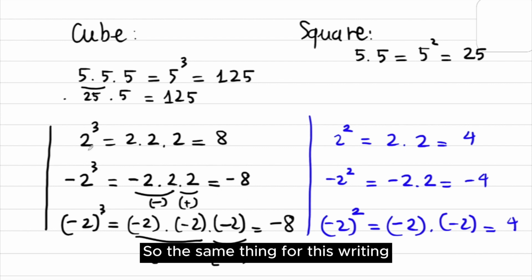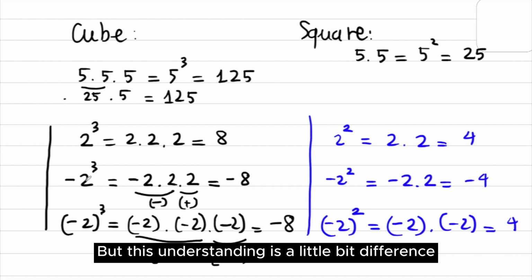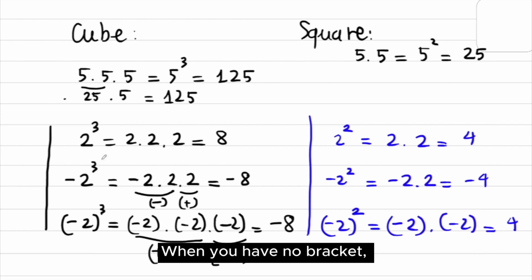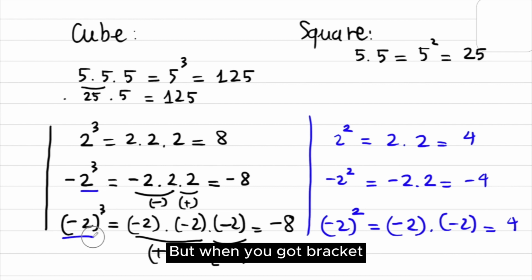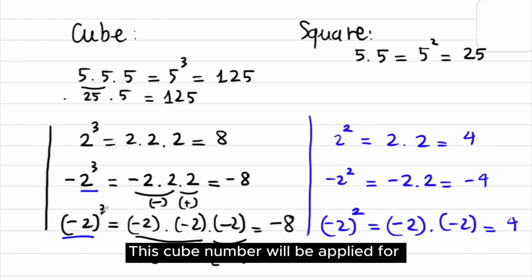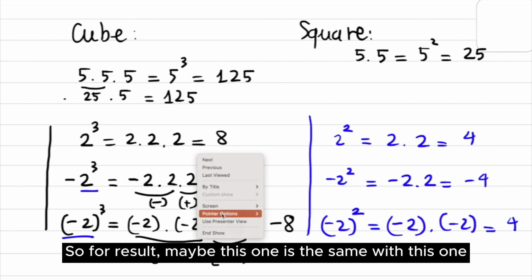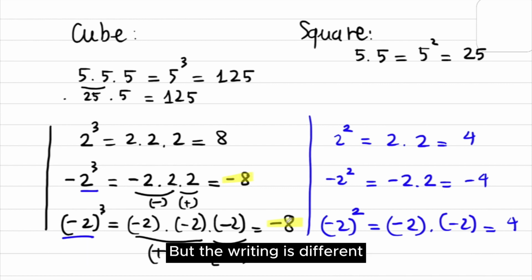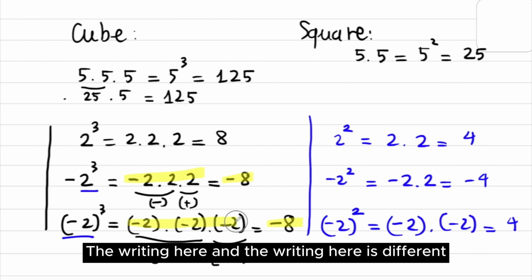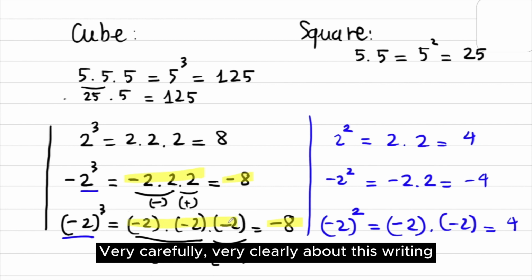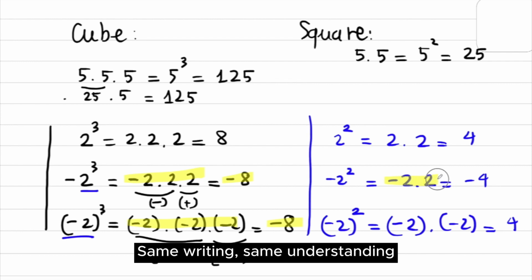So the same thing for this writing, and the understanding is a little bit different. When you have no bracket, this cube number only applies to this number, but when you have a bracket, this cube number applies to all the numbers inside the bracket. For the result, maybe this one is the same as that one, but the writing is different. Be very careful and very clear about this writing. Same writing, same understanding.